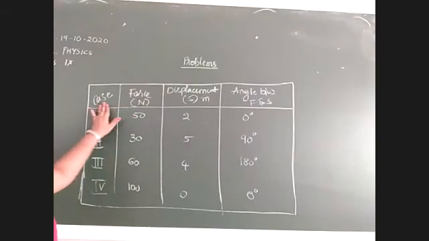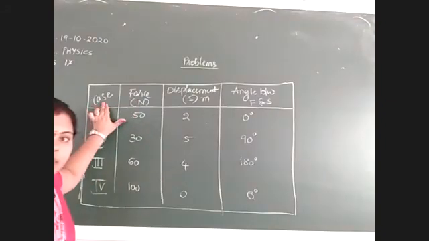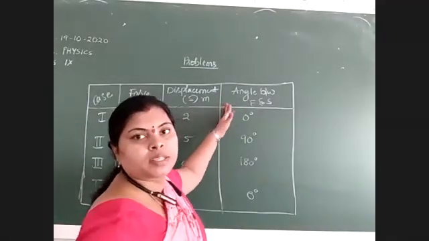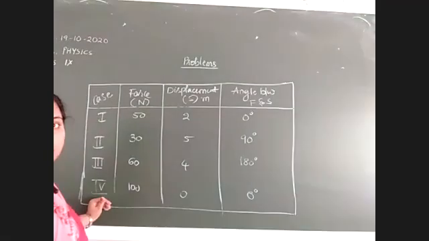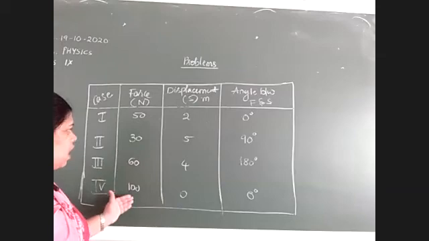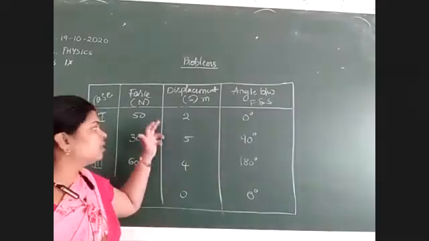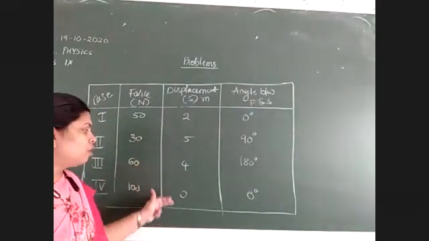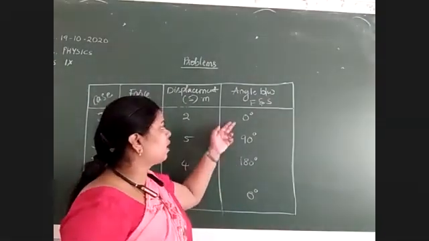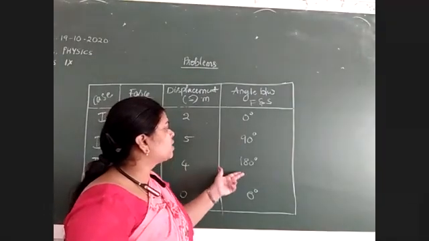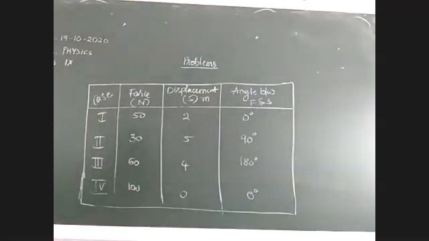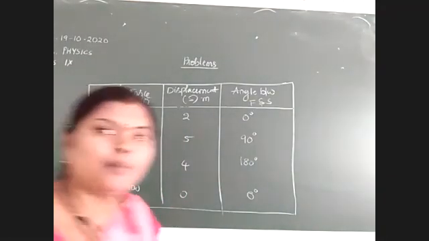The columns given are case, force, displacement, angle between F and S. You have 4 cases: force 50, 30, 60, 100, displacement 2, 5, 4, 0, and the angle between F and S, it is very important: 0 degrees, 90 degrees, 180 degrees, 0 degrees. Okay, I'll rub it now.